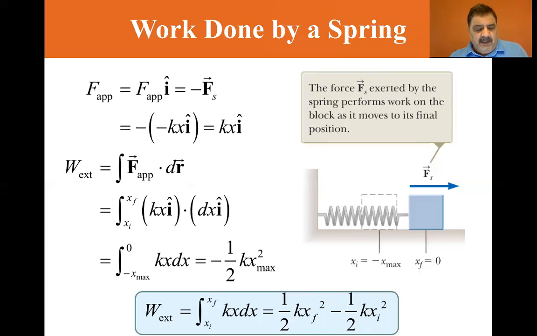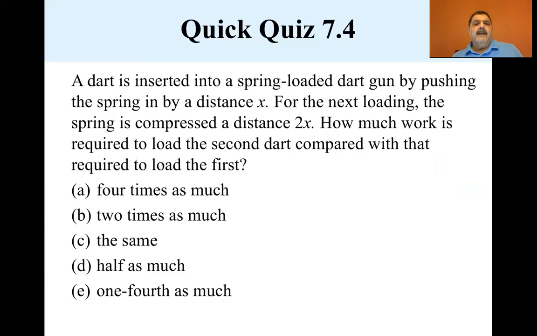Okay, let's do a little quick quiz. A dart is inserted into a spring-loaded dart gun by pushing the spring in a distance of x. For the next loading, the spring is compressed a distance 2x. How much work is required to load the second dart compared with that required to load the first dart? Is it 4 times as much, 2 times as much, the same, half as much, or 1/4 as much?